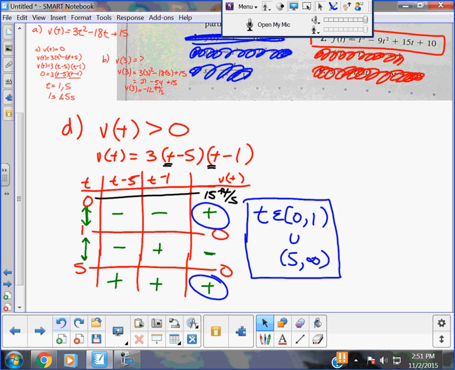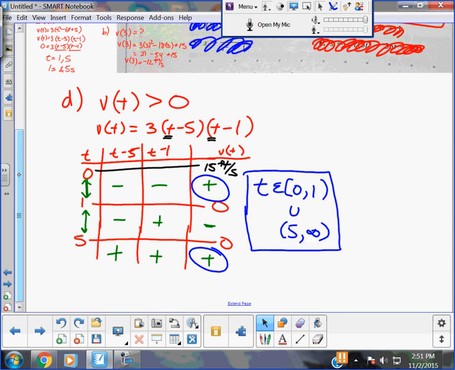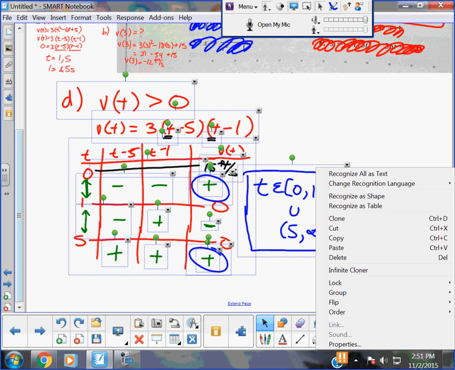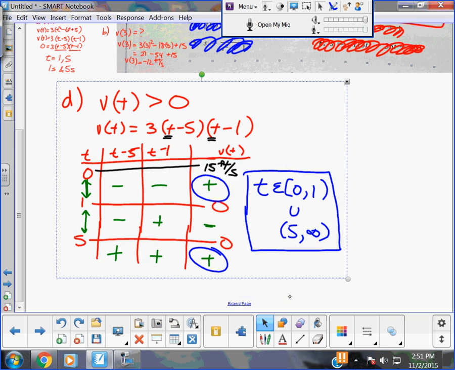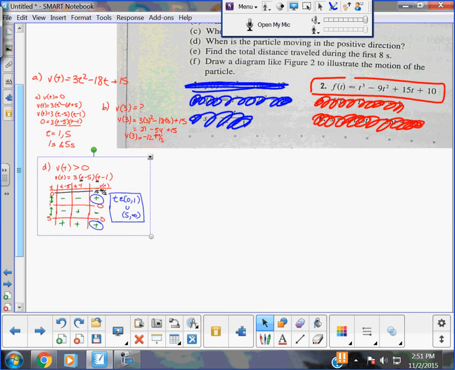So, that is the answer to letter D. It is moving in a positive direction, or I'm going to say it has a positive velocity between those intervals. And again, all that work for that little answer. All right?